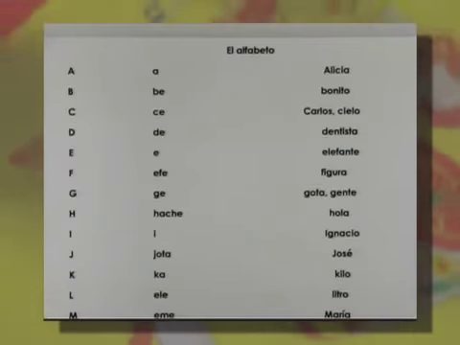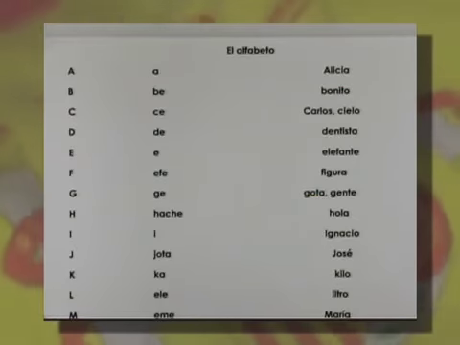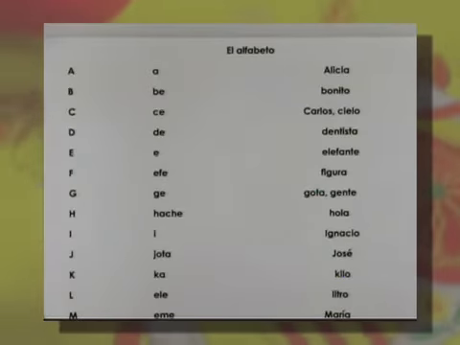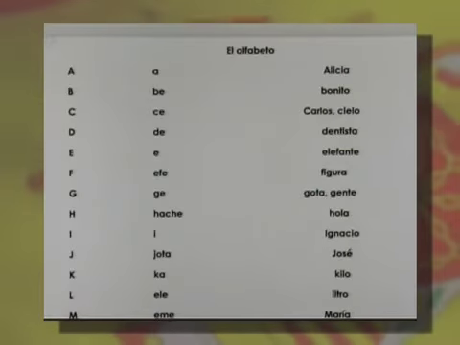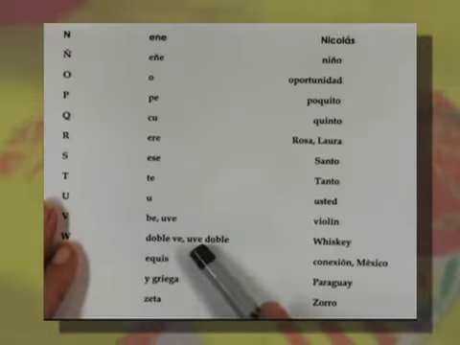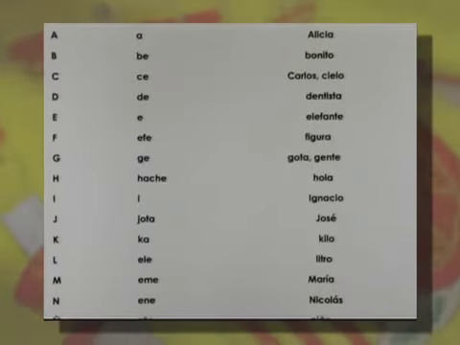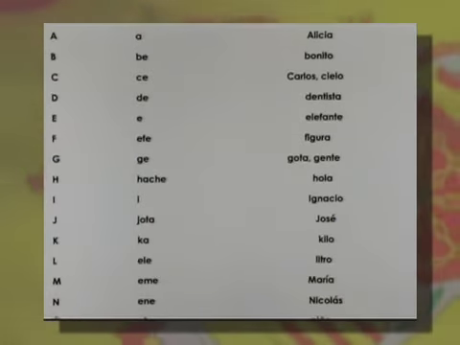H, the H is completely silent. The only time it makes a sound is when it's with a CH, and it makes the che sound. But H, it's as if it weren't even there. H. Hola. Historia. Do not pronounce the H. J is like a hard H. José. K and W are reserved for foreign words such as kilo, karate, kiwi, whiskey. So those are for foreign words.